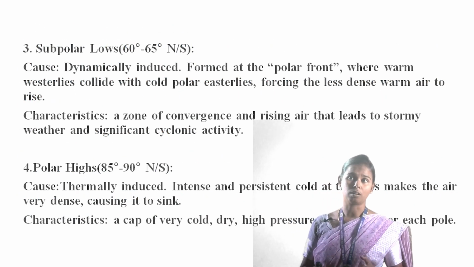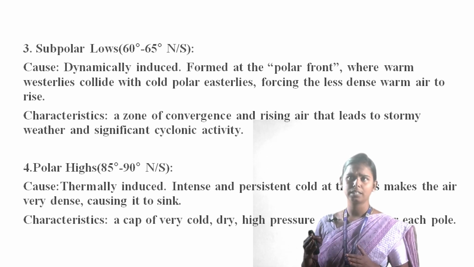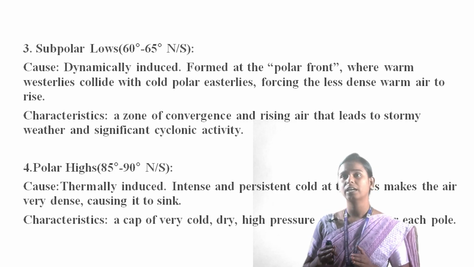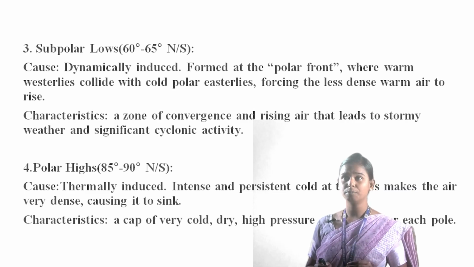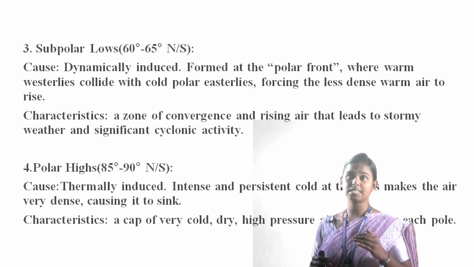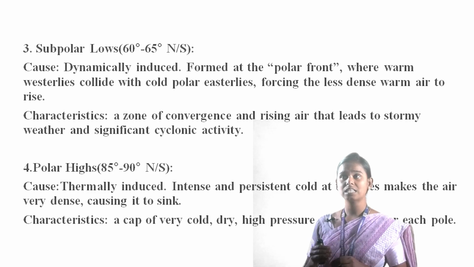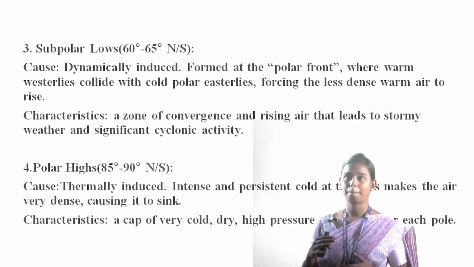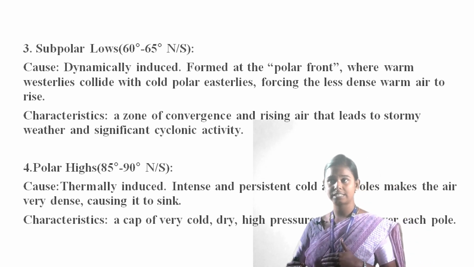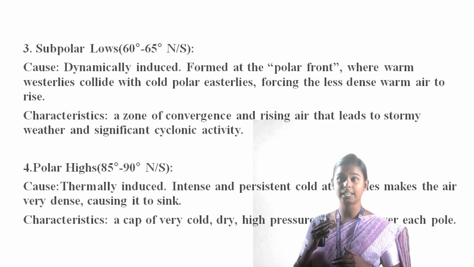The subpolar lows. Okay, 60° latitude to 65° latitude north and south. Cause: dynamically induced. Formed at the polar front, where warm westerlies collide with the cold polar easterlies, forcing the less dense warm air to rise. So what are the characteristics? A zone of convergence and rising air that leads to stormy weather and significant cyclonic activity.